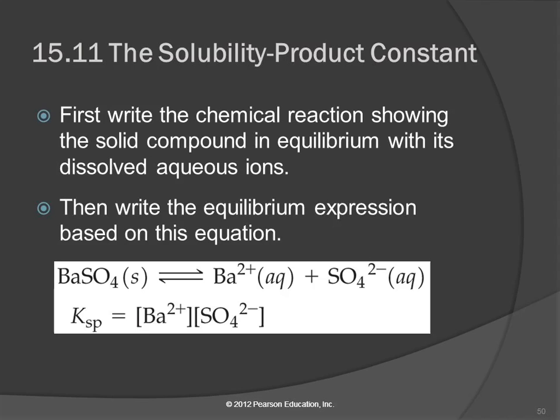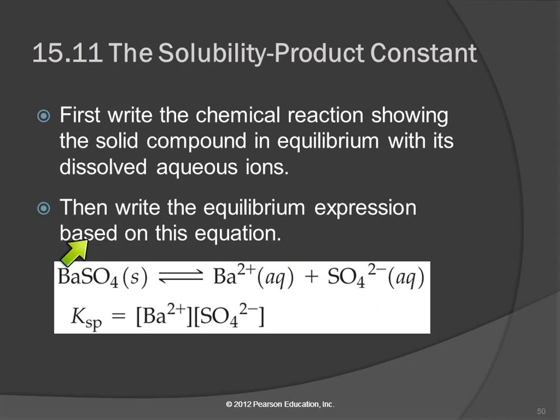So what do we do with this? Well, the first thing we need is the chemical equation, the chemical reaction, showing the solid compound in equilibrium with its dissolved aqueous ions. We're talking about something dissolving, so we put the solid as the reactant, and it's dissolving into its ions. So here we have barium sulfate. When that dissolves, it forms barium 2+ ions and sulfate 2- ions.